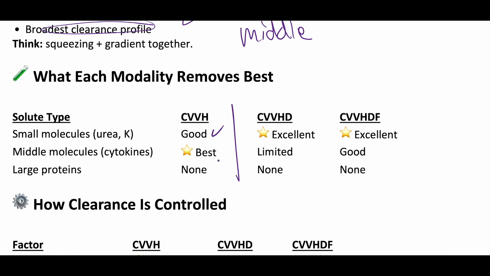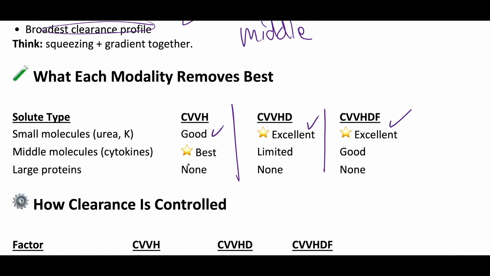Think urea, think creatinine, think electrolytes. Where CVVHD... CVVH is good for small-sized molecules, but it's not the best. CVVHD is excellent for small-sized molecules, and CVVHDF, a combination of the two, is excellent for small-sized molecules.